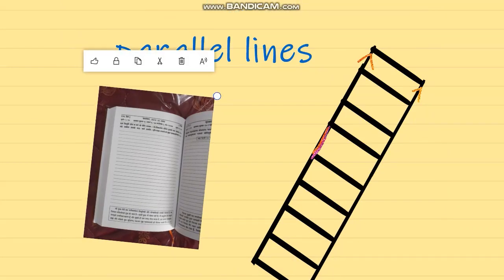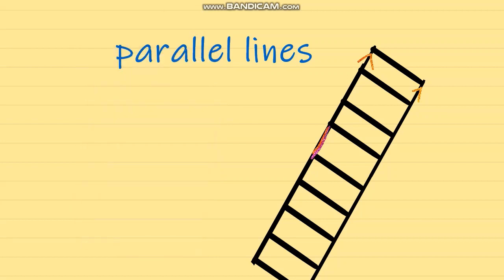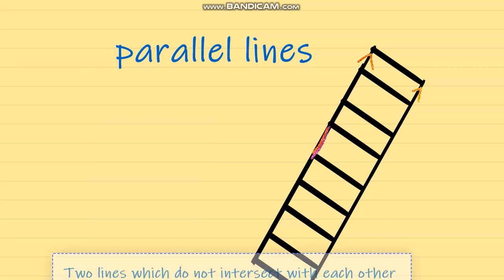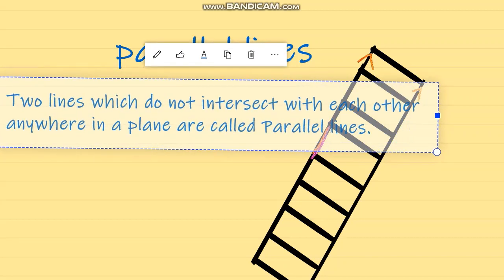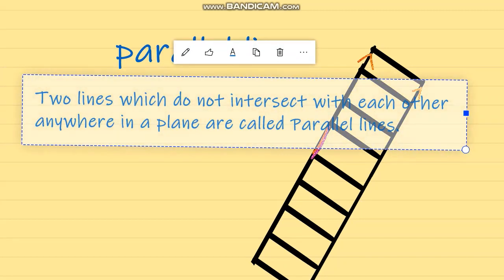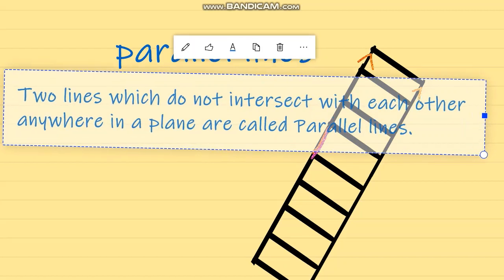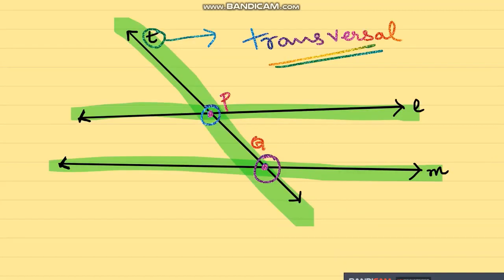Basically what you need to understand is parallel lines are those lines which do not intersect anywhere in a plane. So what is the definition of a parallel line? Parallel lines are two lines, a pair of lines, which do not intersect with each other anywhere in a plane.